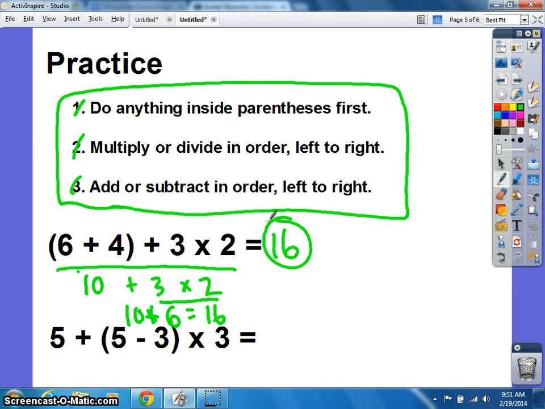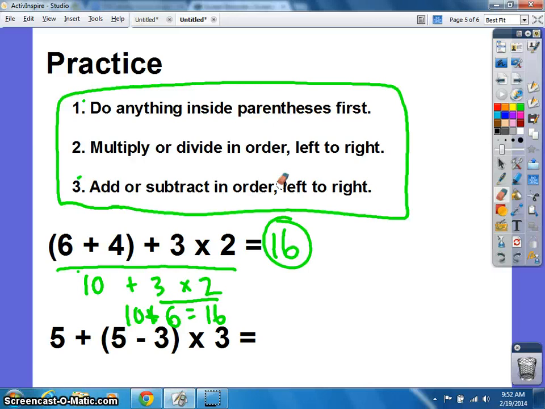All right, I'm going to have you pause the video. I'm going to erase my marks here. And I want you to solve 5 plus, parenthesis, 5 minus 3, parenthesis, times 3. I want you to solve this expression in your math notebook for me now. So go ahead and pause the video. And then after you pause the video, we will solve it. So pause the video now.